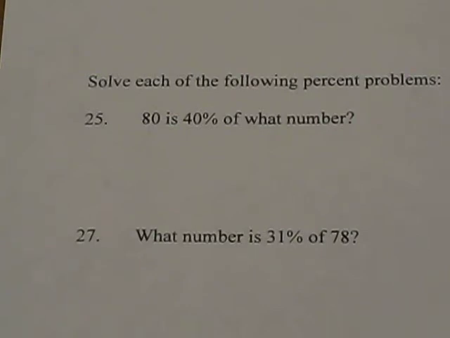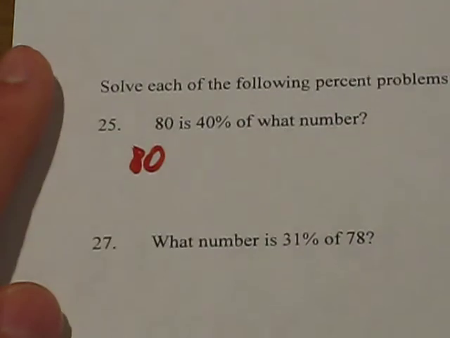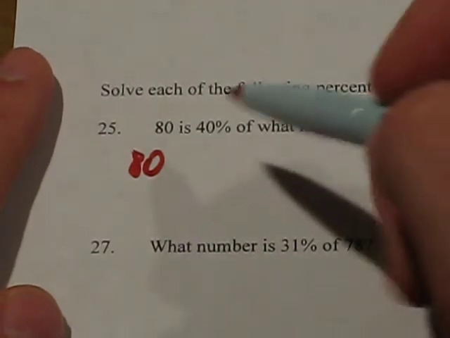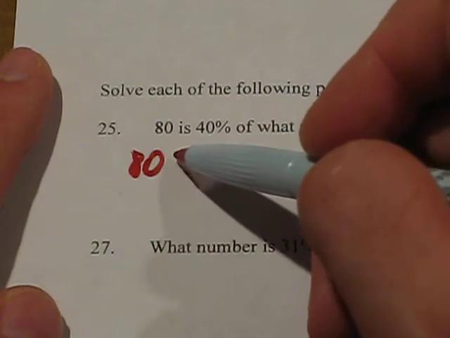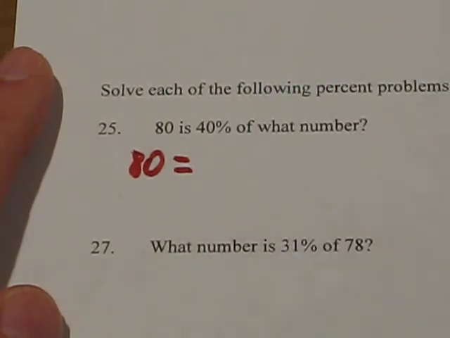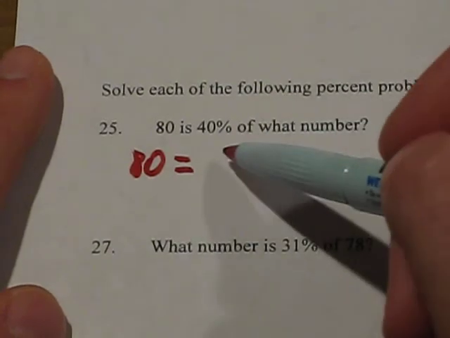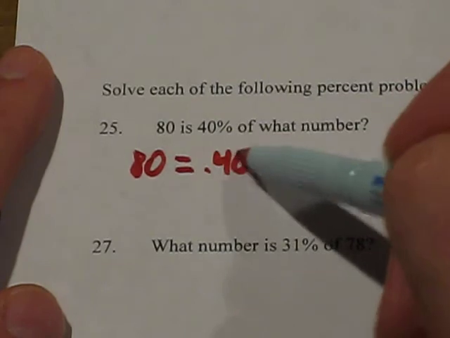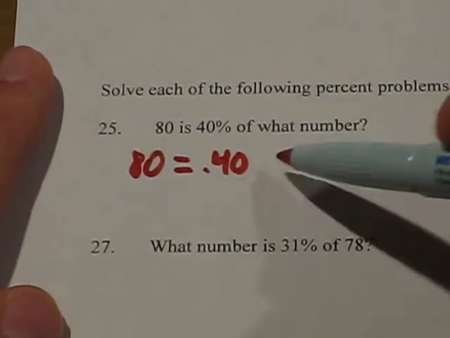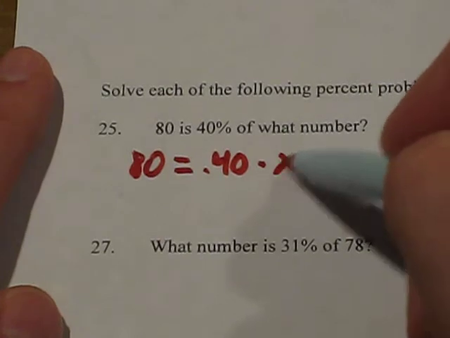Now, what I suggest for these problems is to translate what you see. Obviously, numbers don't need to get translated into anything else because they are in the perfect form. Is, the mathematical equivalent of is the equal sign. 40% can be written in one of two ways, 40 over 100 or 0.40. Of is times. What number is x?